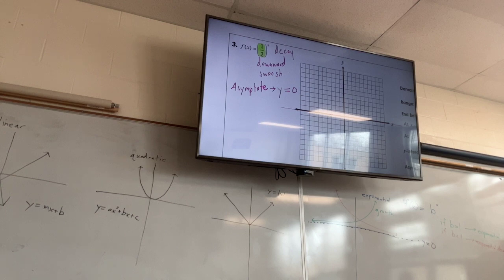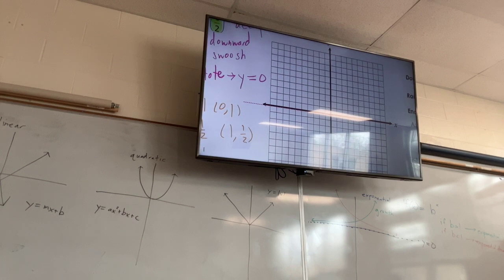Okay, so what's f of 0 equal to? 1. F of 1 is what? Right, because 1/2 to the 1 is equal to 1/2. Okay. Let's plot those 2 points, (0, 1) and (1, 1/2).